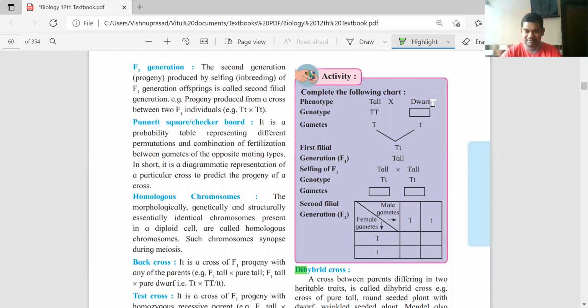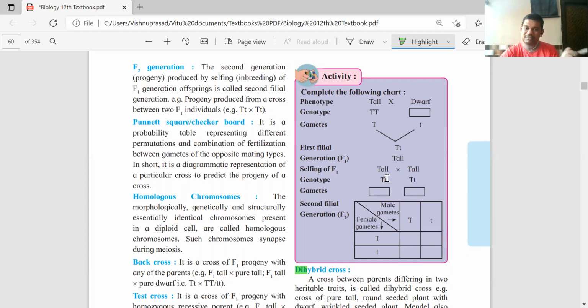Dwarf is always homozygous. Dwarf can never be heterozygous. But for the dominant phenotype, we always mention the word, whether it is homozygous dominant or heterozygous dominant, because without mentioning, it is not possible to tell. That is something you have to remember. So the phenotype is tall and dwarf. Genotype we have considered. If the dominant phenotype is written without homozygous or heterozygous, then it is understood it is homozygous. So gametes capital T, small t, you get a heterozygous individual.